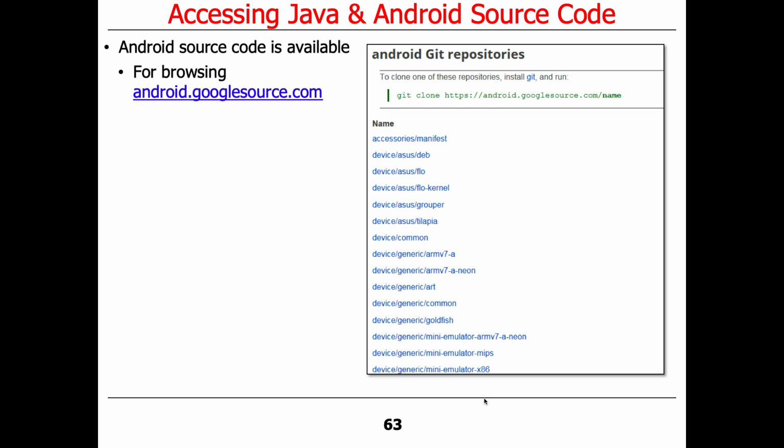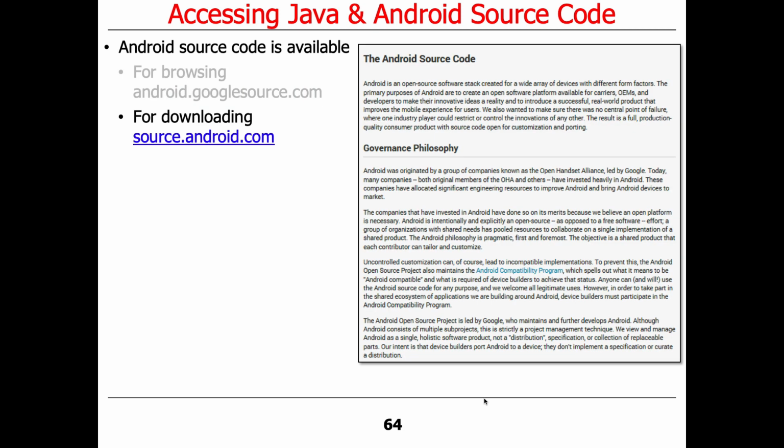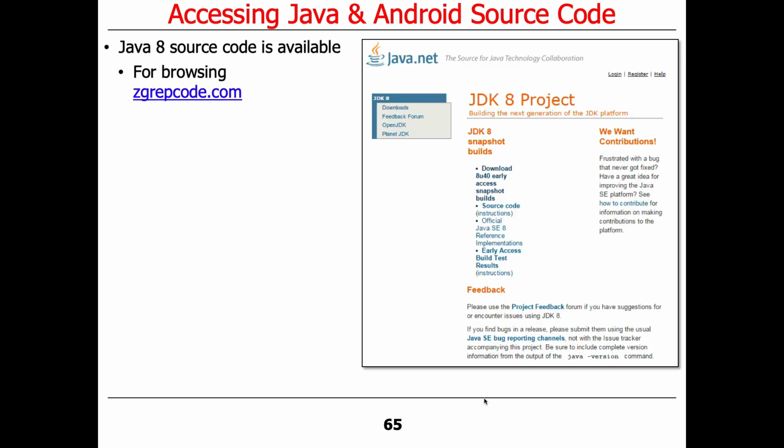We might look at a little bit of Android source code. You can get the Android source code to browse at this link. You can download the Android source code at this link. You can also browse the Java code, and you can download the Java code, Java 8. So I recommend doing that. It's really interesting. There's fascinating patterns.